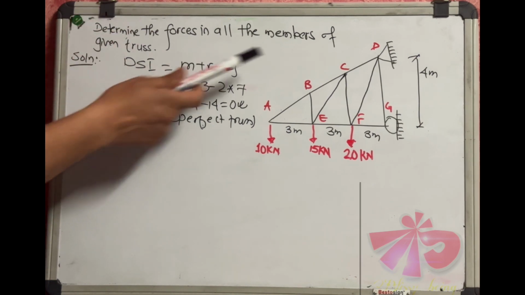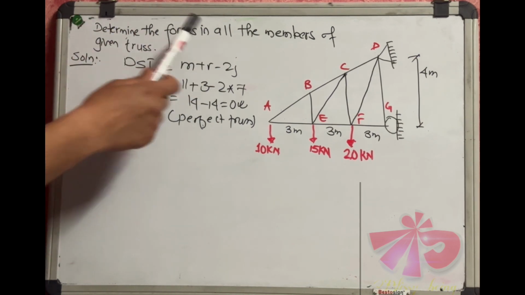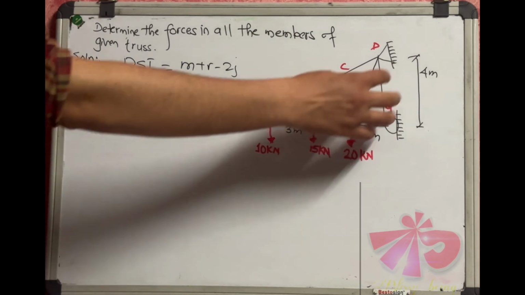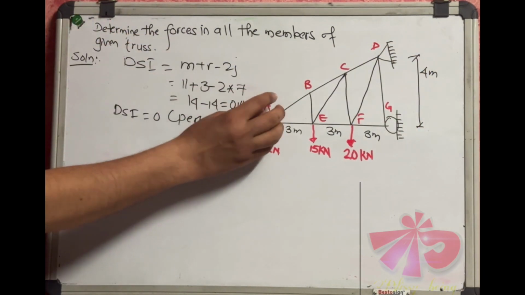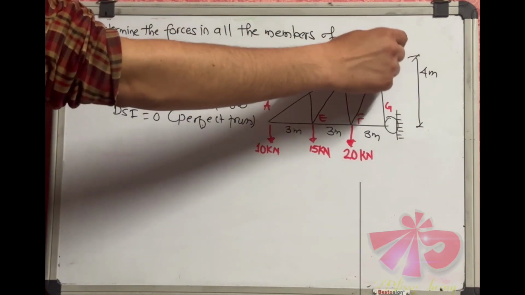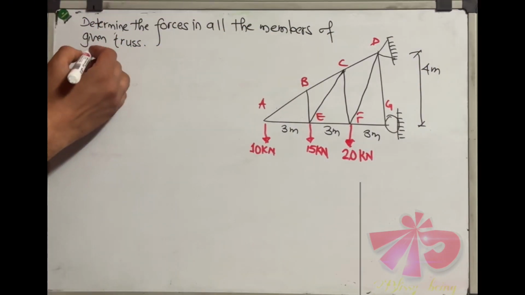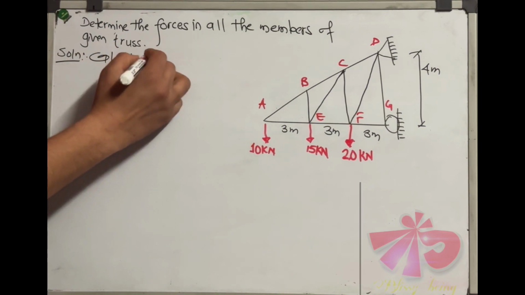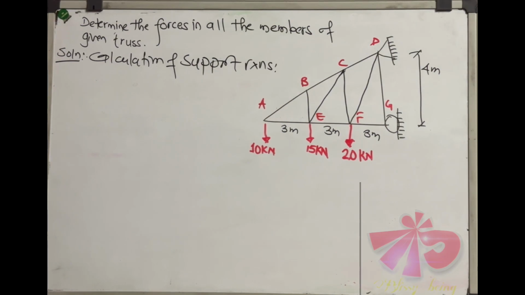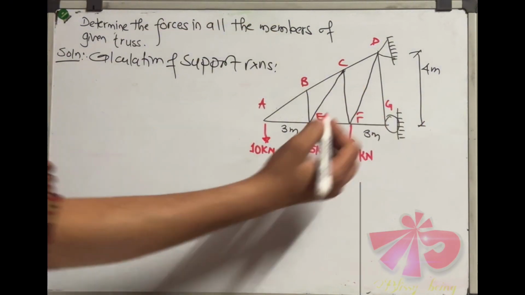If you have not been asked which method to use, you can use whatever method you feel is easy to do in the examinations, right? So you first determine this. You can go this way and compute them, and check the reactions. For the calculation of support reactions, you have to assume the reactions in this system.